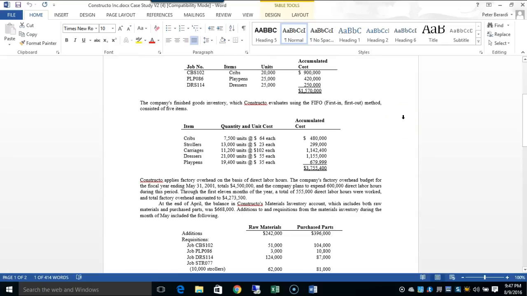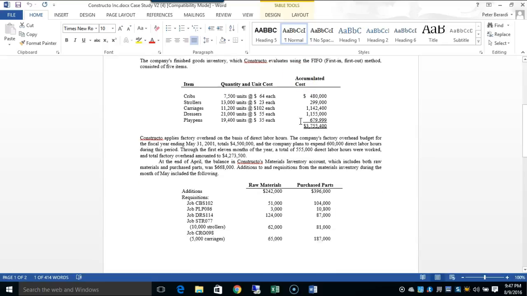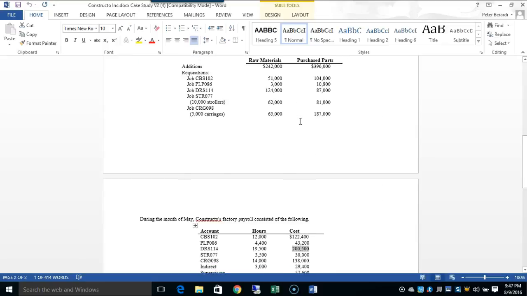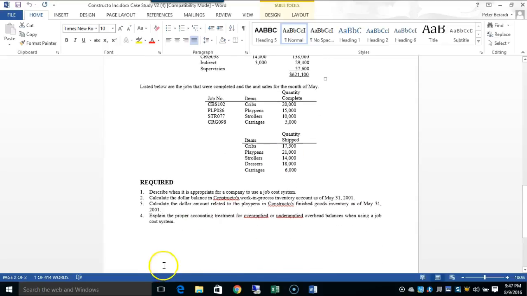What you have to come up with are the number of units that are in DRS WIP. You have to figure out the units that went into WIP and come out with the unit cost. Next, explain the dollar amount related to Playpen's finished goods. The reason why you have to come up with unit cost is to calculate 3.